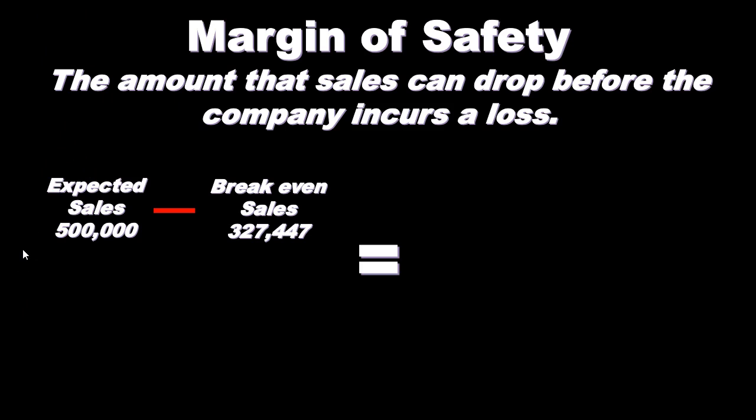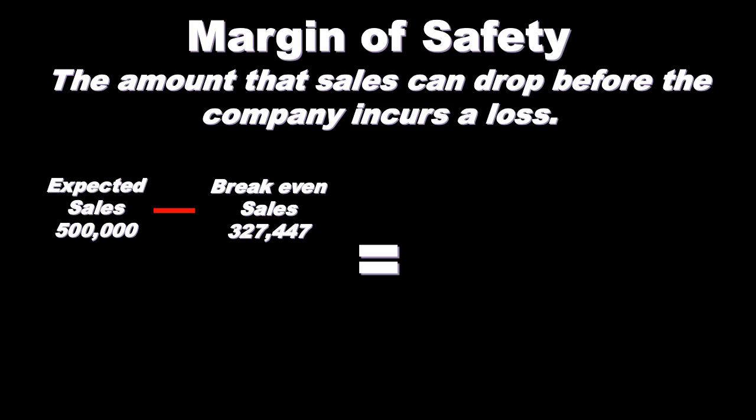And where did we get that number? That's going to be given in our problem or given in real life. We're going to know what the expected sales are. This is what we think is going to happen. We know the break-even point now because we just calculated it. That's where we're going to break even. The difference then between those two is going to be, in essence, our margin of safety.